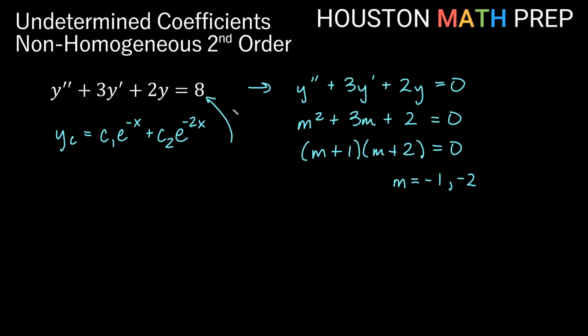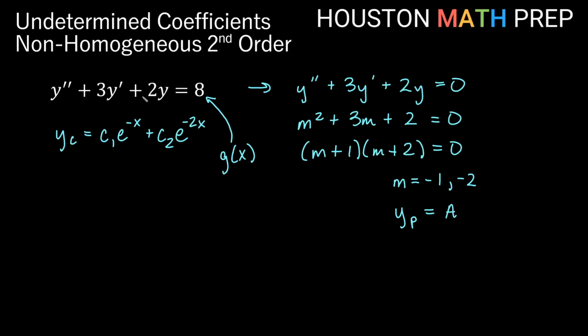Looking here at the right-hand side, which is the important part for the undetermined coefficients method, so our g of x here is 8. And if g of x is just some constant, then that means our y sub p just needs to be some constant. We're going to call it a.